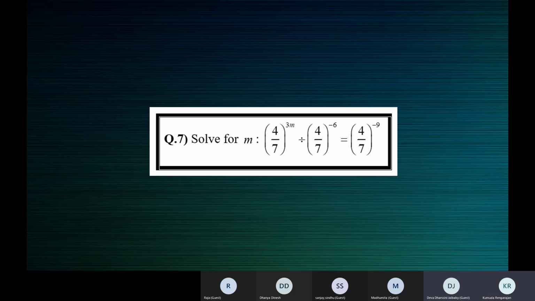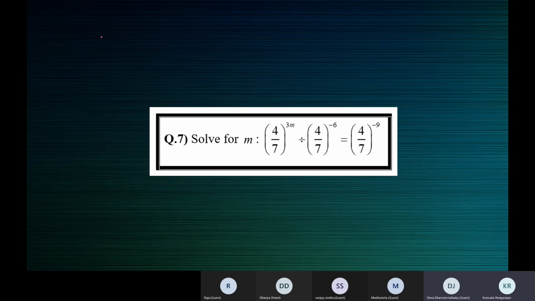Solve for M. So here, children, it's an equation. You can see the equal to sign here, and there is this unknown M. You'll have to solve for M, meaning you should find the value of M.